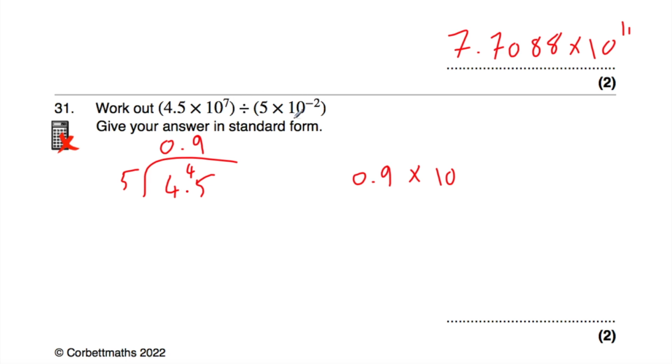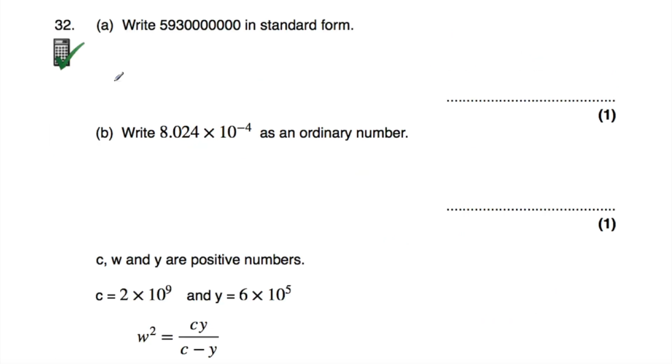because we're dividing things with the same base, we take away the powers. 7 subtract minus 2 means we can add 2, which would be 9. So it's going to be 0.9 times 10 to the power of 9. Now we want to give our answer in standard form, and this number at the front needs to be bigger than or equal to 1, but less than 10. So let's make it 10 times bigger. So it's going to be 9 times 10 to the power of. If we make this number 10 times bigger, we need to make this number 10 times smaller. So we're going to take 1 away from the power, so it'll be to the power of 8. So it's going to be 9 times 10 to the power of 8. And that's it. Okay, let's look at our next question, question number 32.